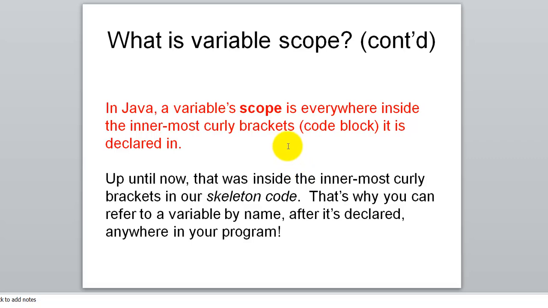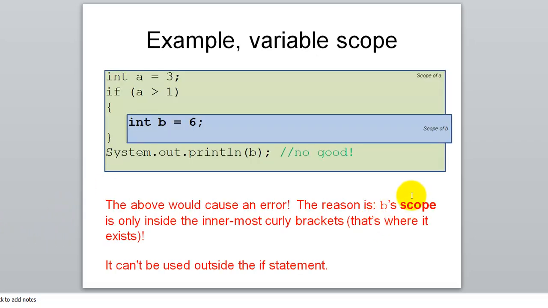So the technical definition is that a variable scope is everywhere inside the innermost curly brackets where it's been declared. And that can get kind of hard to follow with all the different curly brackets you're going to have all over your program, so I think I have a good way of showing you exactly how that works. If you look at this example, I've shown you the scope of our two variables.